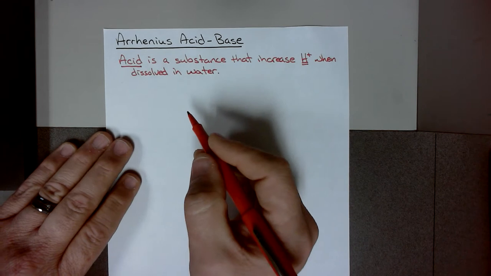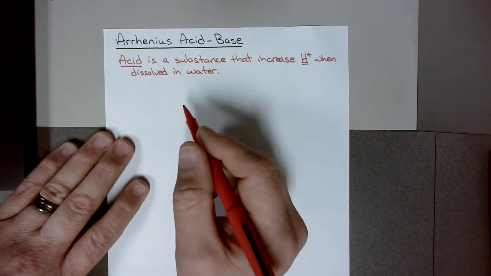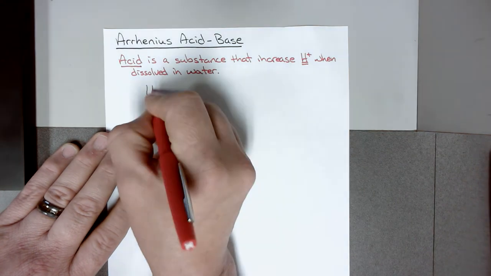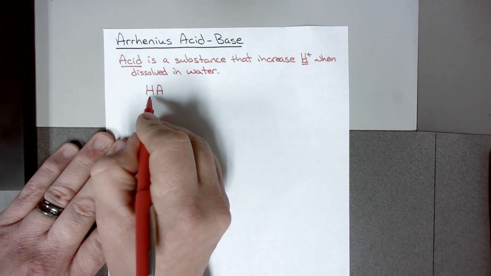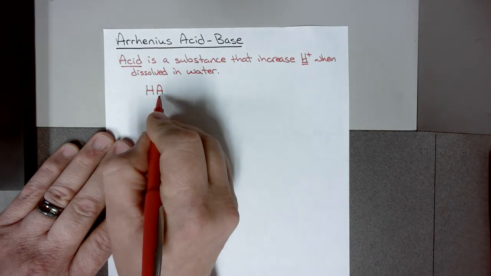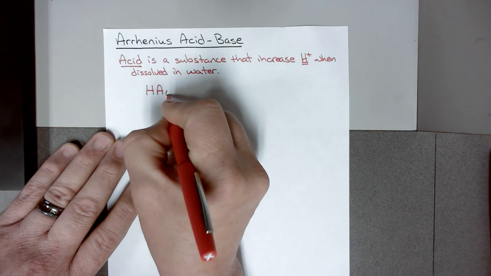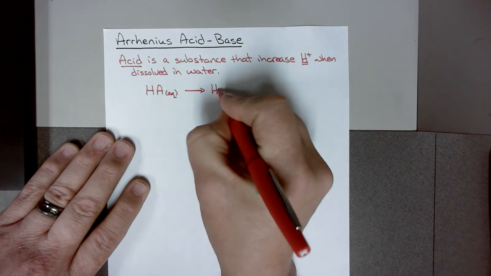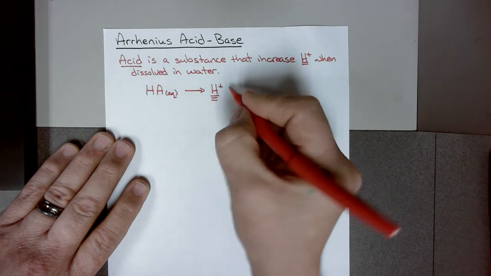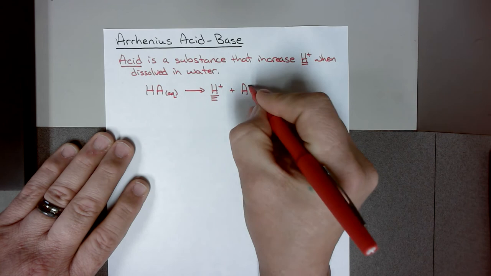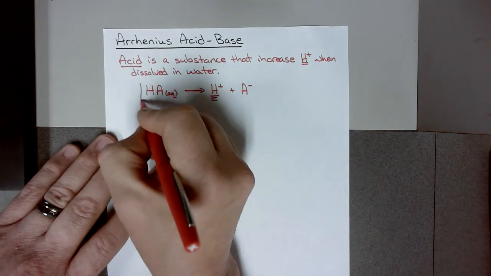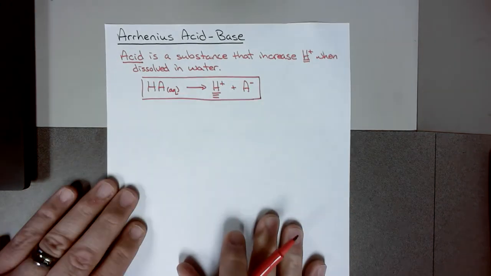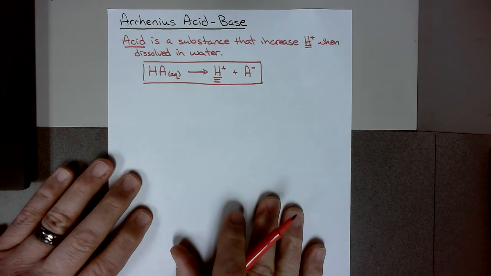So a general equation for the dissociation of an acid is, we would say we have H being the H plus, A being the anion. When you have it in water, so when it's aqueous, it dissociates into H plus ions, and that's what increases the H plus in the water, and A minus anions. Okay, and so we'll look at strong acids and weak acids.